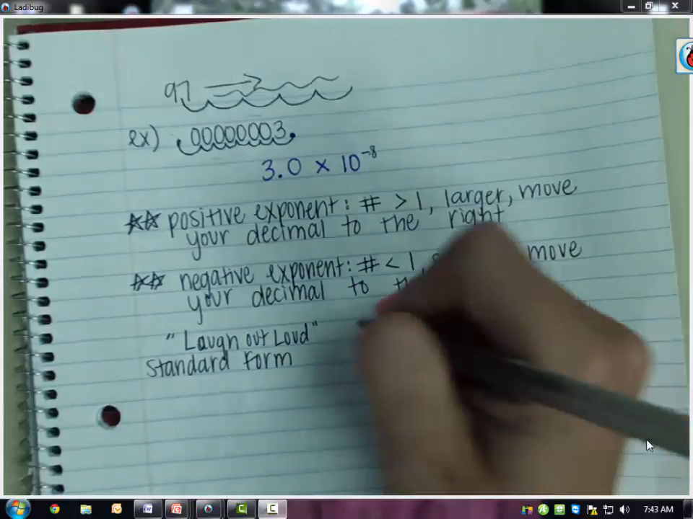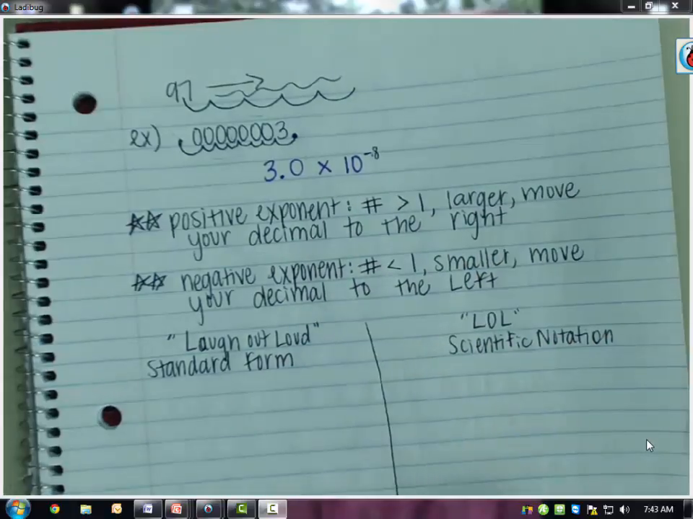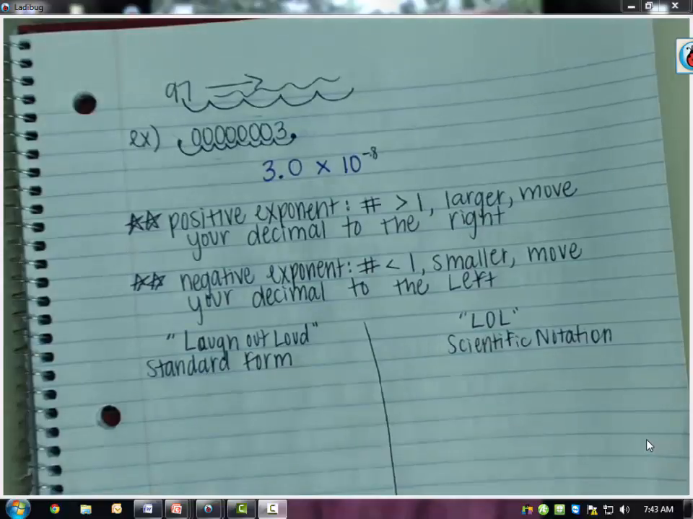Alright, so hey, did you just pick and choose, like you did some in standard form to scientific and then some in scientific to standard form? Okay.